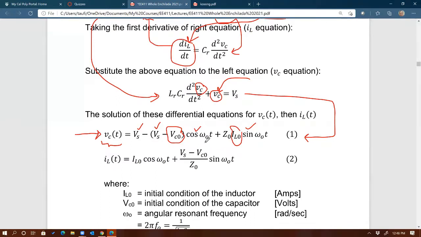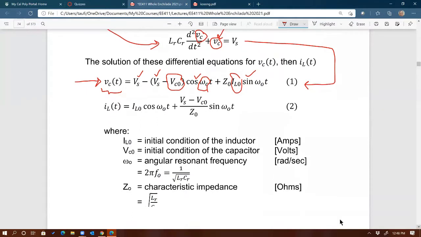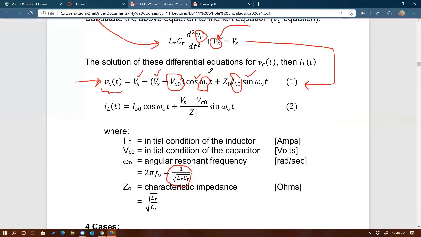Okay, and then what about omega naught? That's another parameter in the system. Well, that's our resonant frequency. Notice that it is in omega, not F, right? So therefore, the equation is 1 over square root of LC. So that omega naught is a function of the quantities of inductance and capacitance in that circuit.